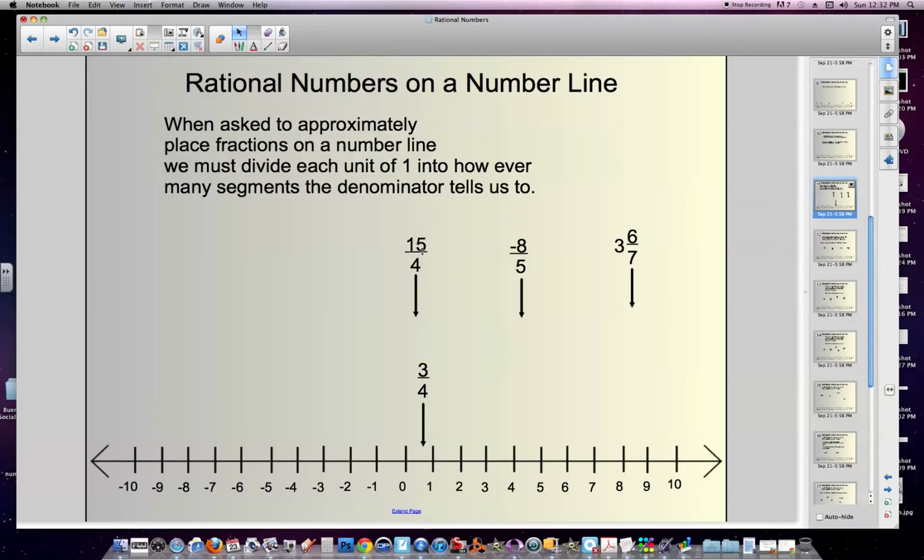Same thing, I have 15 over 4. Well, let's see. If we break them into fourths, well, that's 1, 2, 3, 4, 5, 6, 7, 8, 9, 10, 11, 12, 13, 14, 15. Hey, right about there.